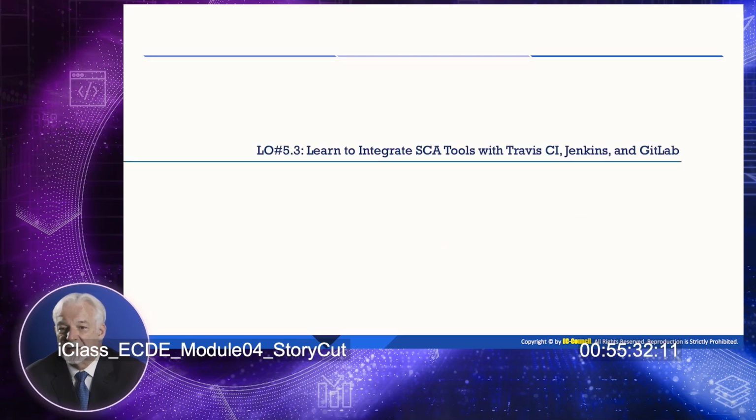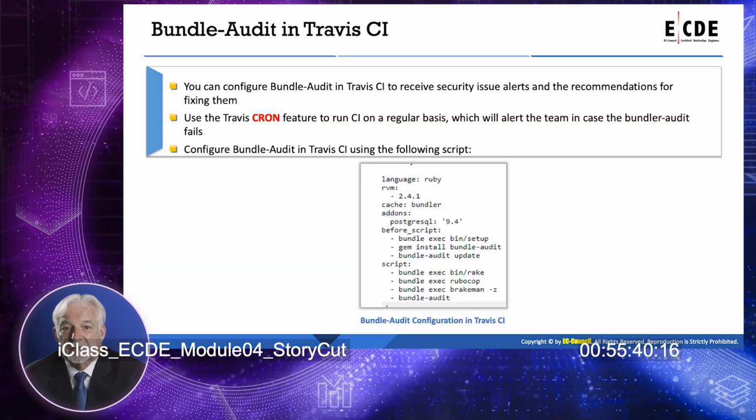Let's learn to integrate SCA tools with Travis CI, Jenkins, and GitLab. So now we'll look at configuring Bundle Audit in Travis CI. You'd configure Bundle Audit in Travis CI to receive security issue alerts and recommendations for fixing them. Use Travis's cron feature to run CI on a regular basis, which will alert the team in case the bundle audit fails. Basically, a cron refers to cron jobs.